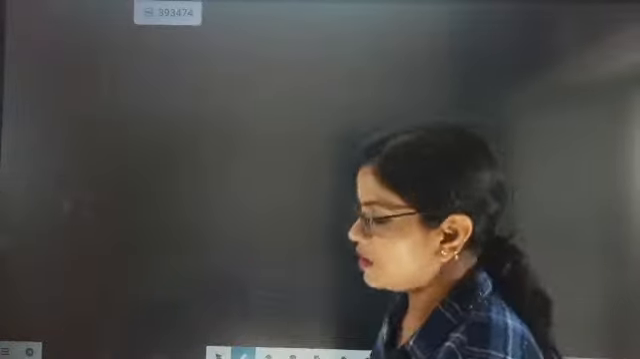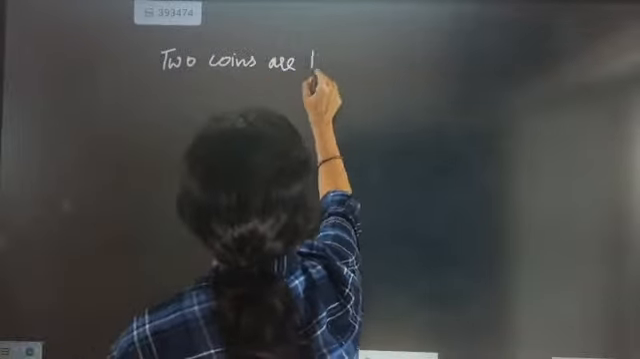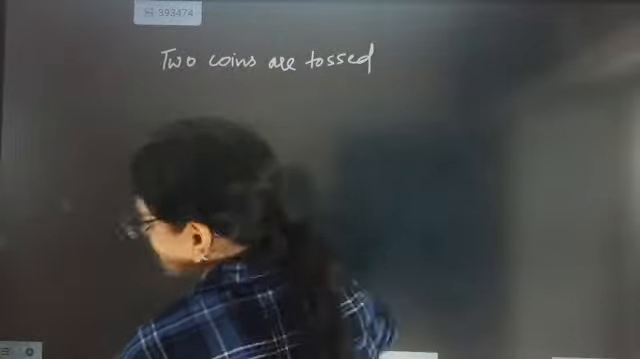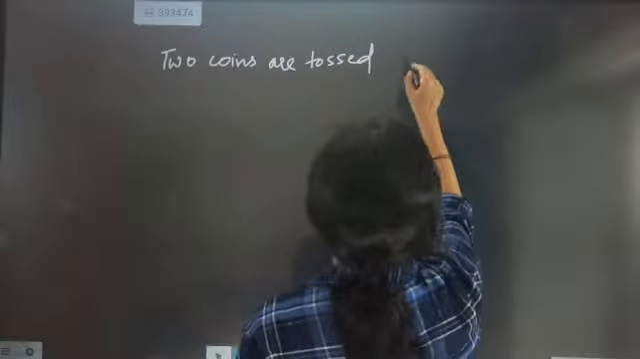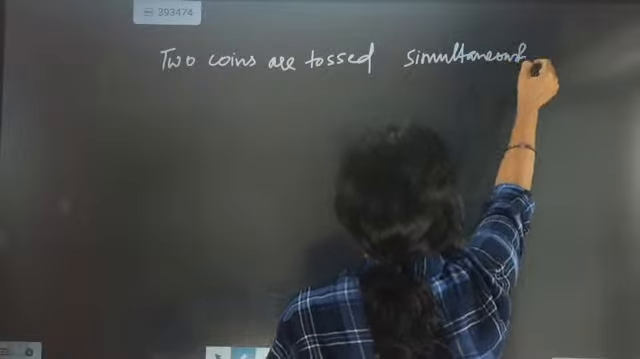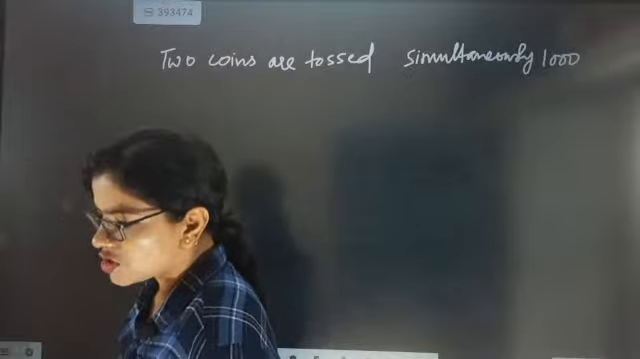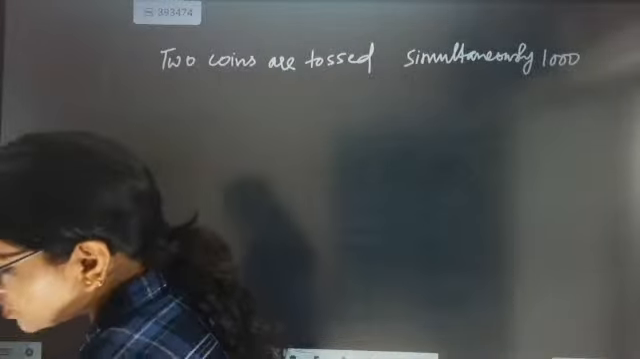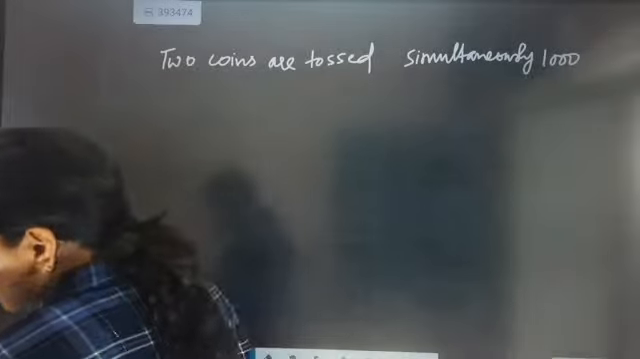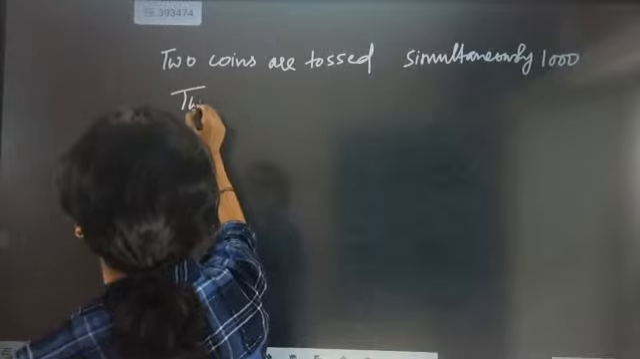Now, next question is: two coins are tossed simultaneously 1000 times. How many times is it tossed? 1000 times. Now what they are telling is that with the following frequency of different outcomes. So what are the frequencies of outcomes?